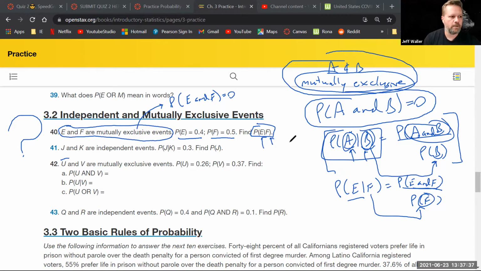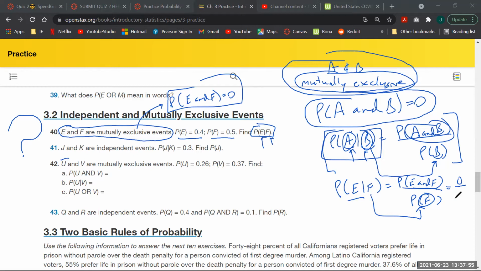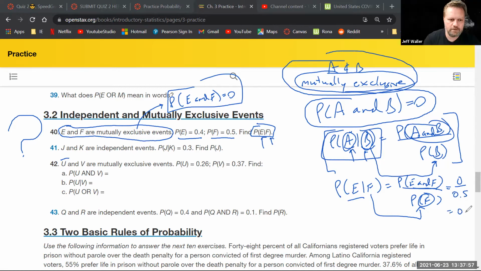All right. Now, why did somebody say 0? Because what did we write here? We know that the probability of E and F is 0. So couldn't we plug a 0 in right there? So this is 0 divided by what? What's the probability of F? 0.5. I like it. So you get 0. Bam.